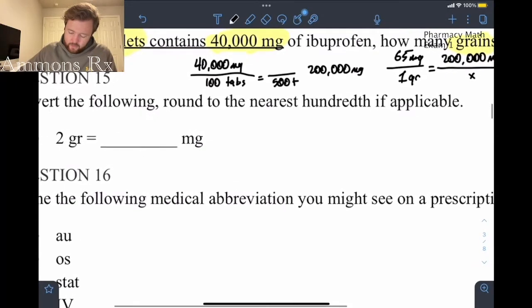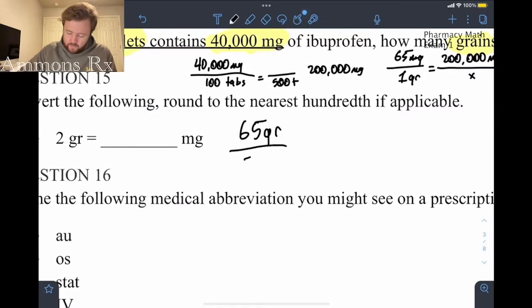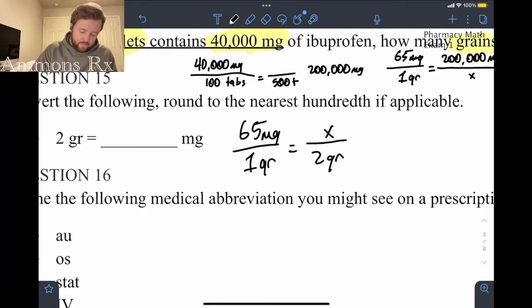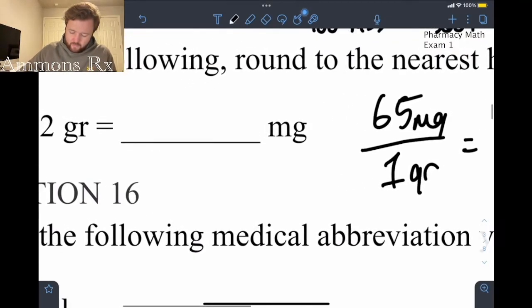2 grains to milligrams. We already know that there are 65 milligrams in 1 grain. I'm sorry, I wrote that backwards. So in this problem, we have 2 grains, so 65 times 2 is 130.